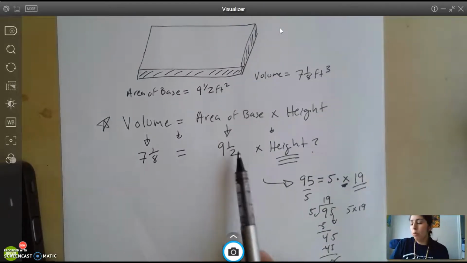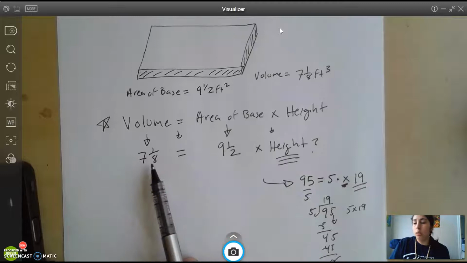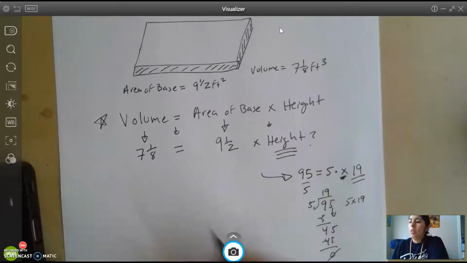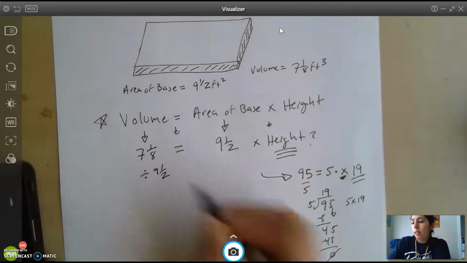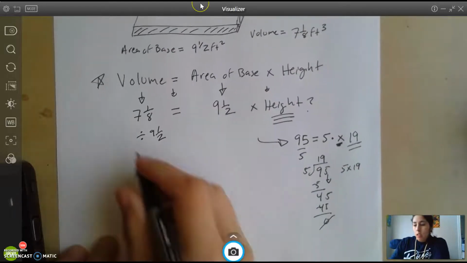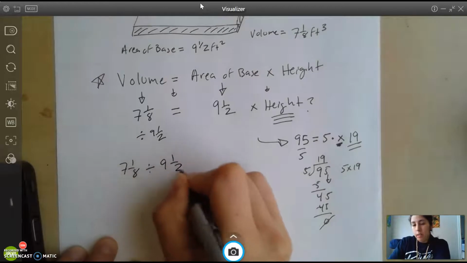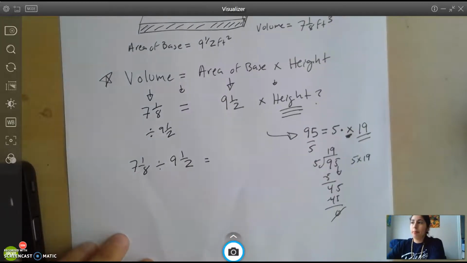If I don't know what 9.5 times what is off the top of my head to equal 7 and 1/8, I apply the same logic and divide. So now I'm going to divide 7 and 1/8 by 9.5. Okay, let's go ahead and rewrite our problem. 7 and 1/8 divided by 9.5 should give me my answer, which is height.